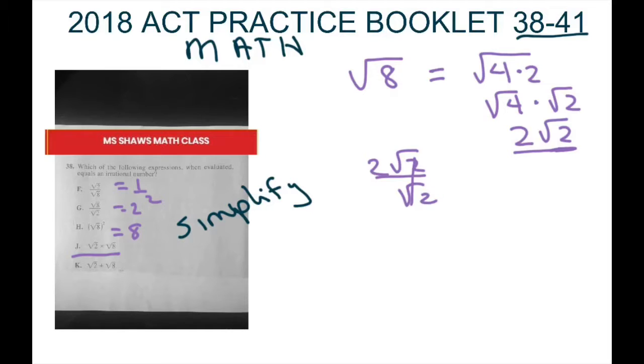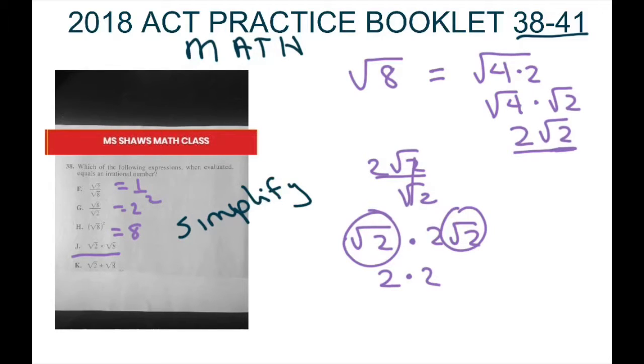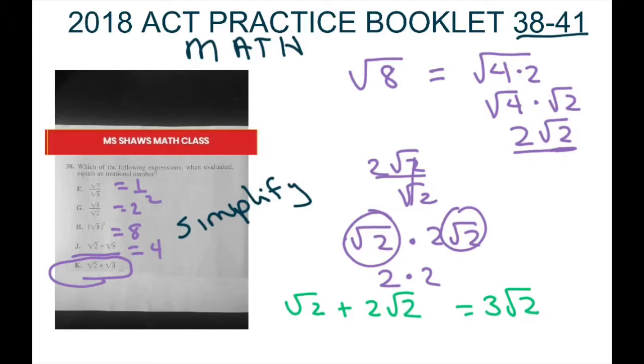Well, let's do J. J would be square root of 2 times 2 square root of 2. Square root of 2 times square root of 2 is just 2, so that's 2 times 2, that would equal 4. All of these are rational, and the answer is going to be K because you get square root of 2 plus 2 square root of 2, and that equals 3 square root of 2. So that is irrational because square root of 2 is a non-repeating decimal when you put it in the calculator. I believe it's 1.41 and so on. So there's that one.